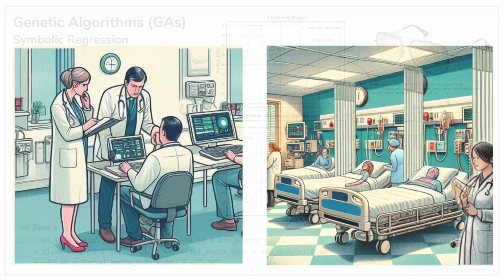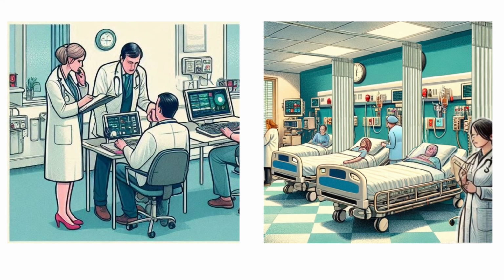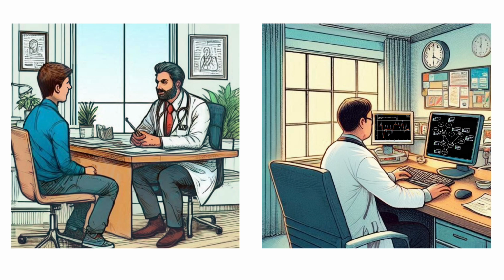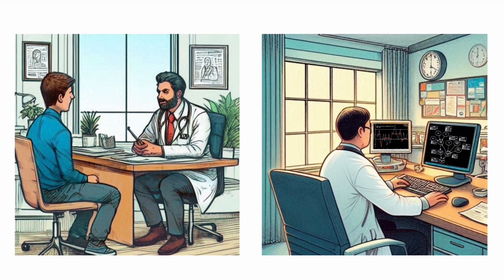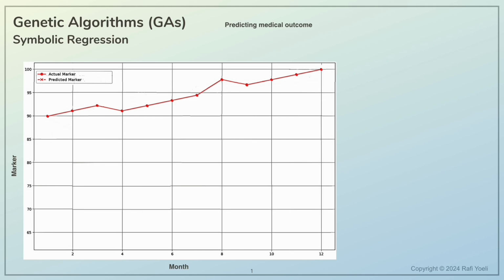Here is another example for the use of genetic algorithms symbolic regression. This time we will look at medical treatment optimization. In medicine, there are often significant differences in the way individual patients react to various therapies. Traditional approaches often rely on population averages, but what works for most might not work for a specific patient.